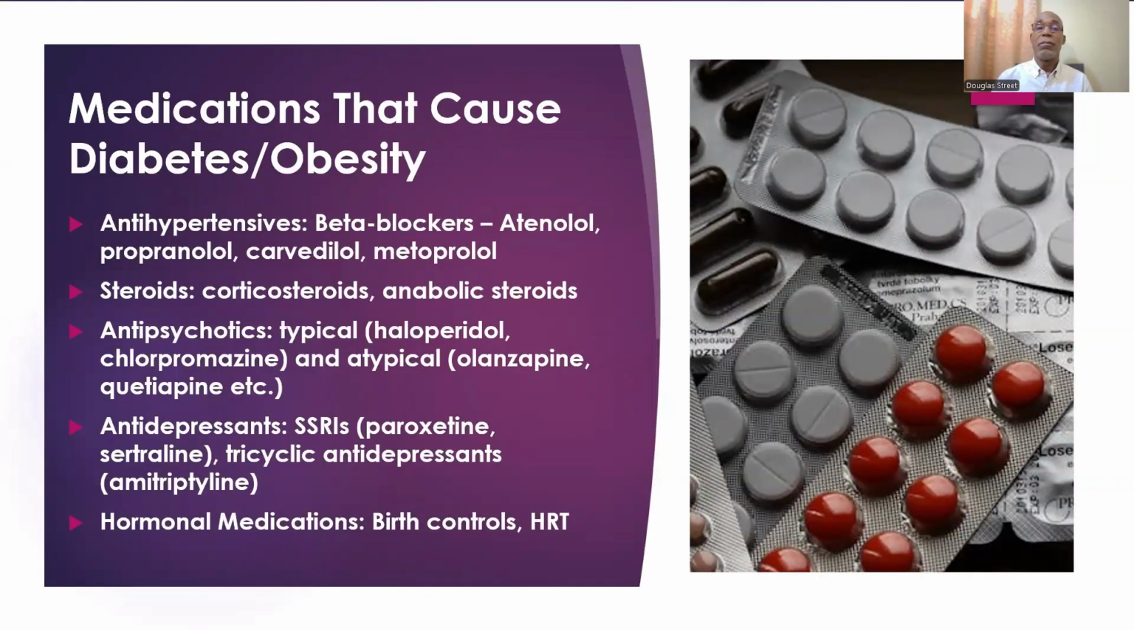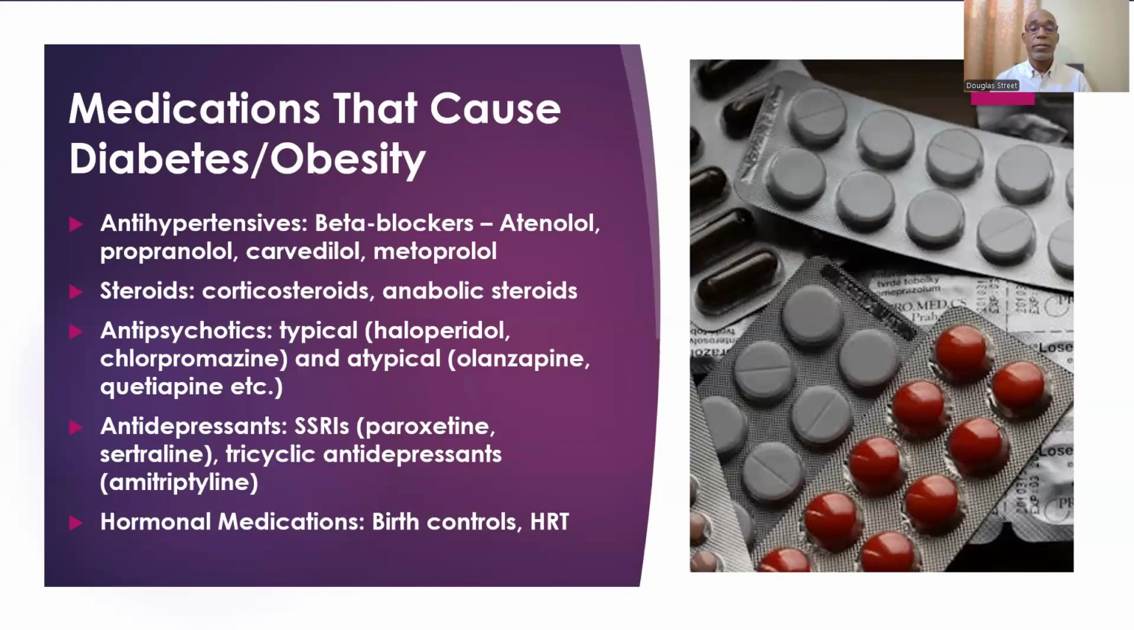As mentioned before, there are some medications that can cause diabetes and obesity. There are certain antihypertensives that may contribute to the development of obesity and diabetes, and these include the beta blockers, for example atenolol, propranolol, carvedilol, and metoprolol. The steroids also may contribute to weight gain and diabetes, and these include the corticosteroids and the anabolic steroids. The corticosteroids include dexamethasone and prednisone, and anabolic steroids include testosterone, which is oftentimes used to gain muscle mass.